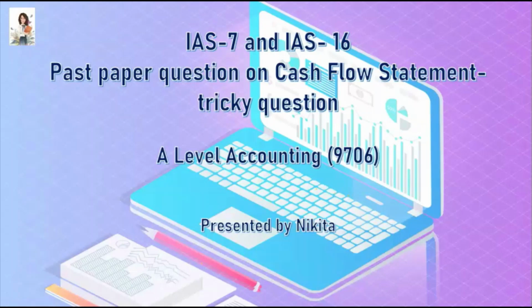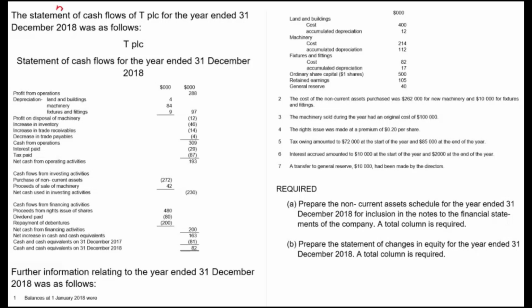We will solve a tricky past paper question that will combine both IAS-7 and IAS-16 Property, Plant and Equipment. This sum is taken from Feb-March 2019, paper 3-2.